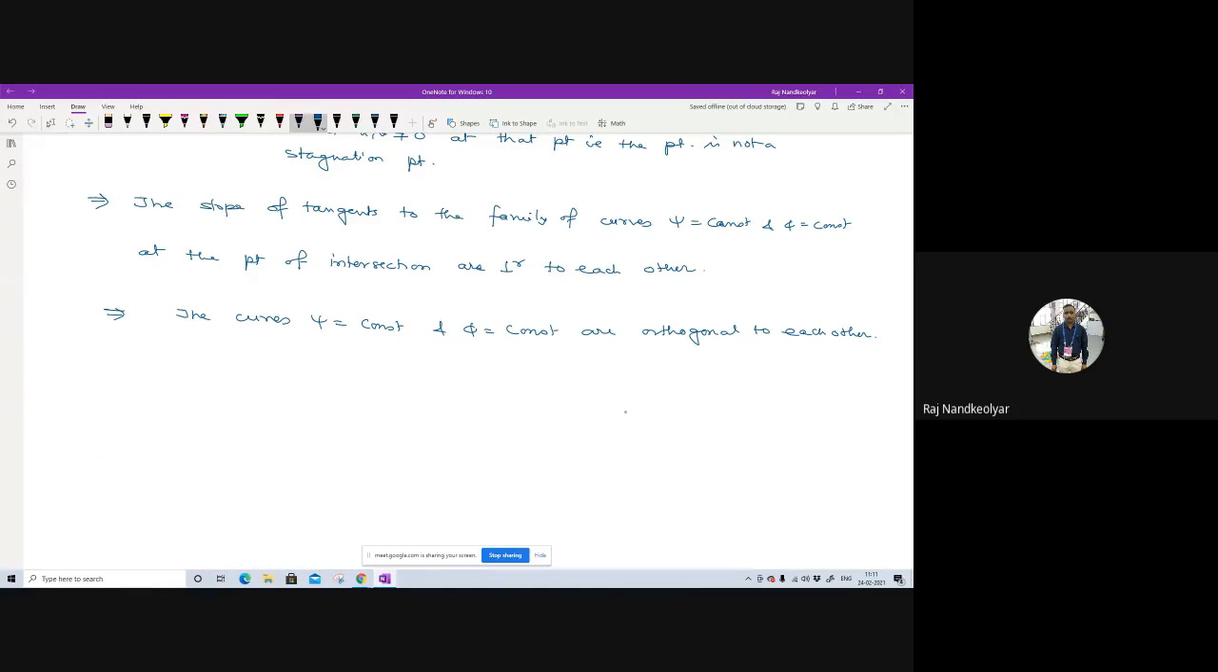ठीक है. So ये actually ऐसा चीज है कि let us say you have, let us say this is your phi equal to constant. Let us say phi equal to k1, phi equal to k2, phi equal to k3, phi equal to k4 and so on. ठीक है. और psi equal to constant अगर होंगे तो psi equal to constant कैसे होंगे? So let us say like this.